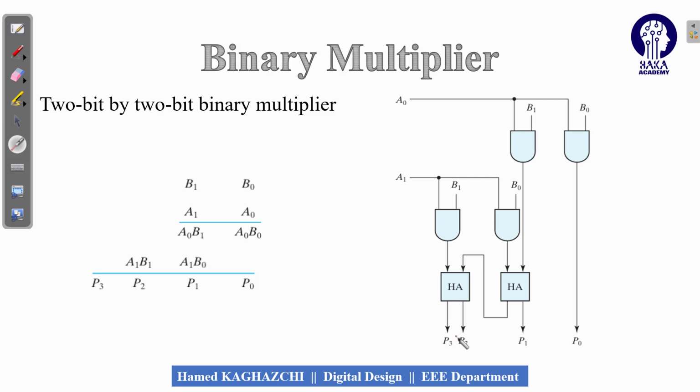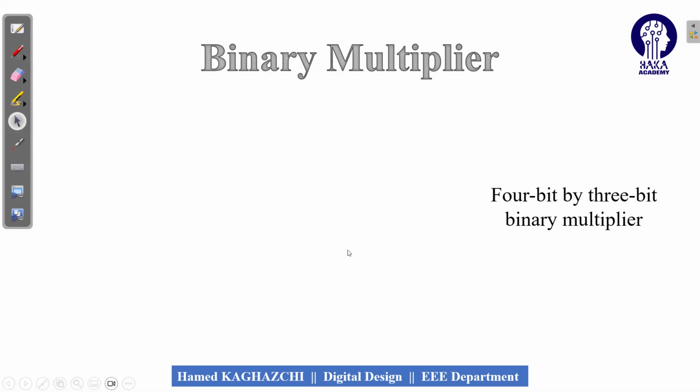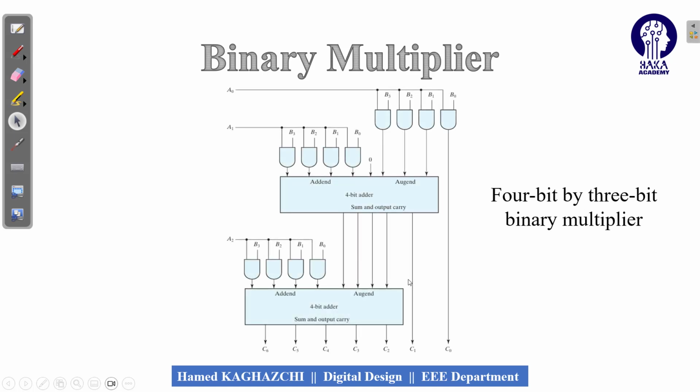Using this concept, you can extend this to 3-bit by 4-bit binary multipliers and other multiplications. So if you look at this example, if we have a 4-bit by 3-bit binary multiplier, according to the same concept, if you write the multiplication of these two binary numbers, you can see that we need two 4-bit adders to actually produce the multiplication of these binary numbers.